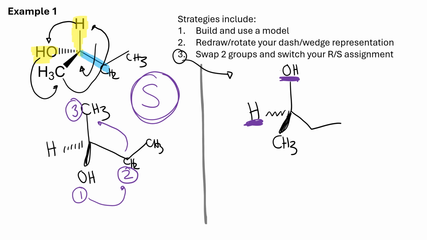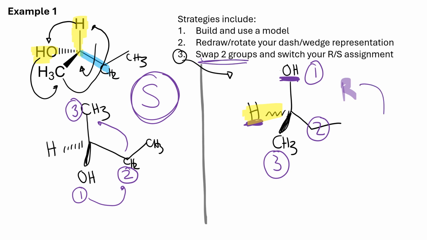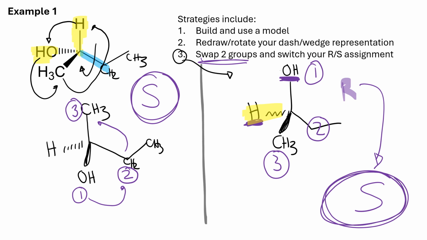Anyway, the moral of the story is that now we can assign configuration, because our molecule is in the orientation with the lowest priority group going back. So 1 to 2 to 3. My cursor is moving in a clockwise fashion, 1 to 2 to 3. Clockwise is R. But we swapped two groups, so we need to swap our configuration. We found it to be R when we swapped them, so we need to swap it back over to S. So the real configuration of this molecule is S. Both strategies confirm that. Let's do another example.